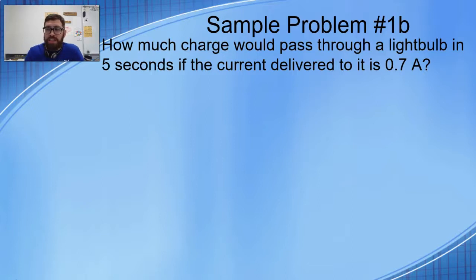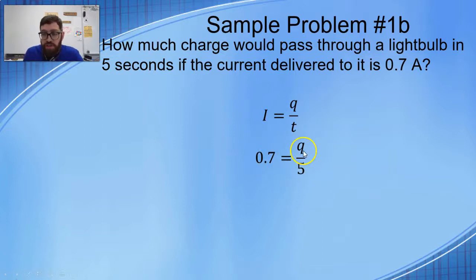So again, we're looking at the same equation: I equals Q over T. How much charge? We're looking for Q. They're asking us to solve for Q, right? So let's plug in what we have. We know the time and we know the current I. So 0.7 gets substituted in for I. 5 gets substituted for time. 0.7 equals Q over 5.